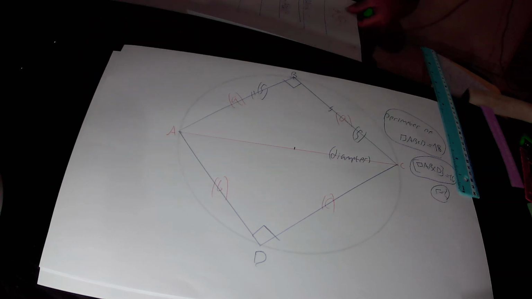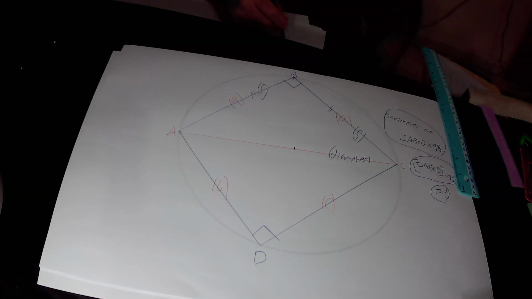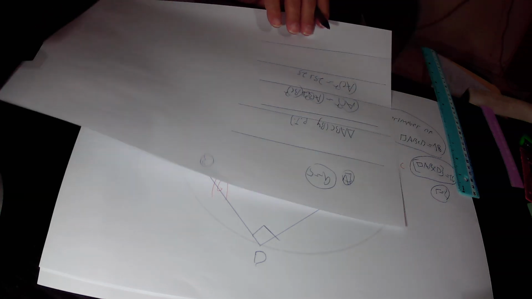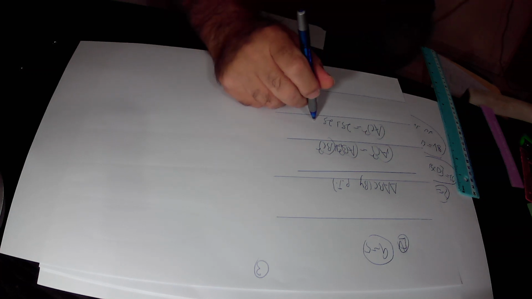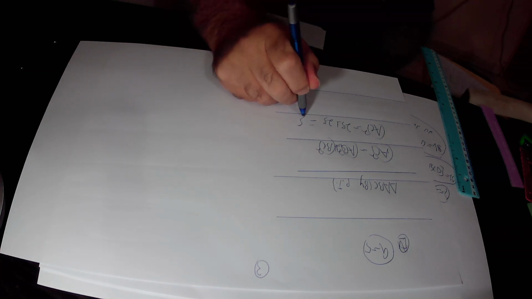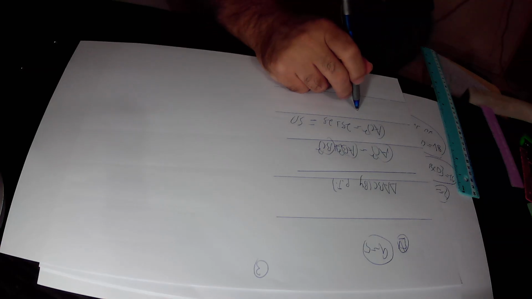AC is the missing side, so it is AC squared equals AB squared. AB is 5, therefore AB squared is 5 squared, that is 25, plus BC squared. BC is also 5, so BC squared is 5 squared, that is 25. So we found out that AC squared, the square of the hypotenuse, equals 25 plus 25, that is 50. AC squared equals 50.